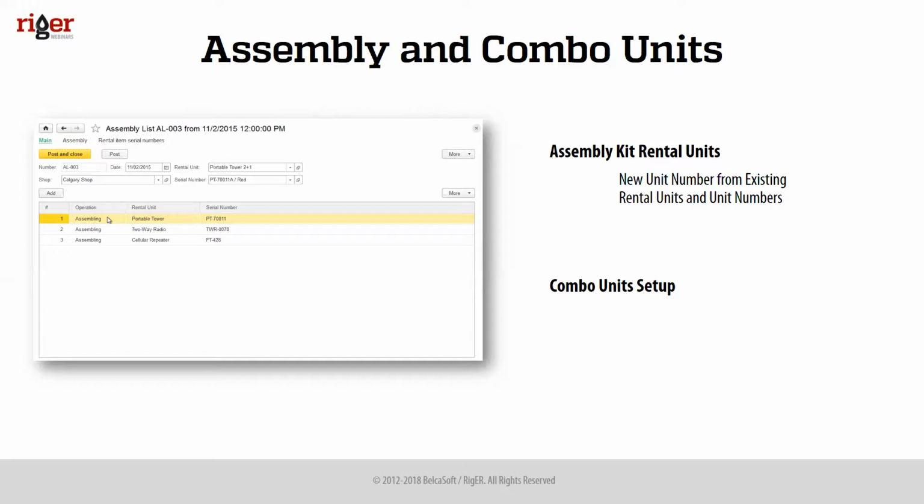Another approach will be a combo unit. A combo unit is pretty much the same approach, however, it will be only for one job. So we put combo units together in a delivery ticket and disassemble them in a delivery ticket when we return the unit.